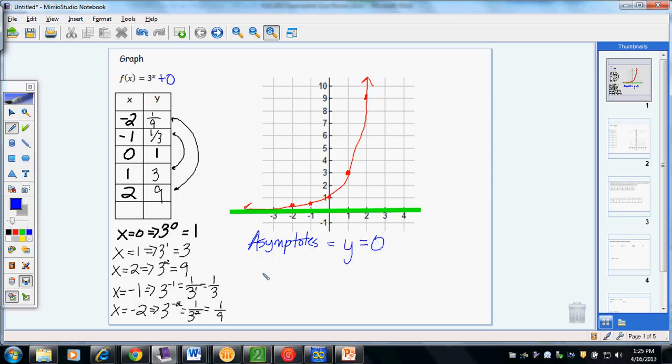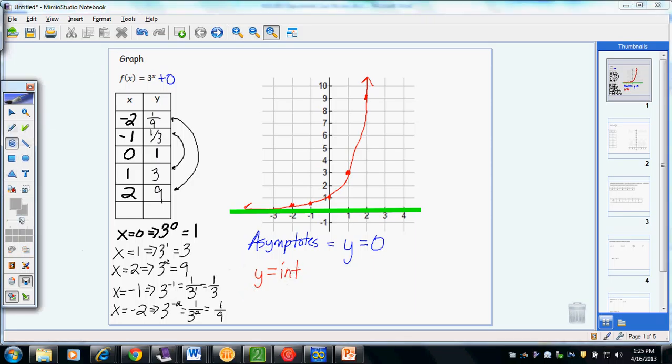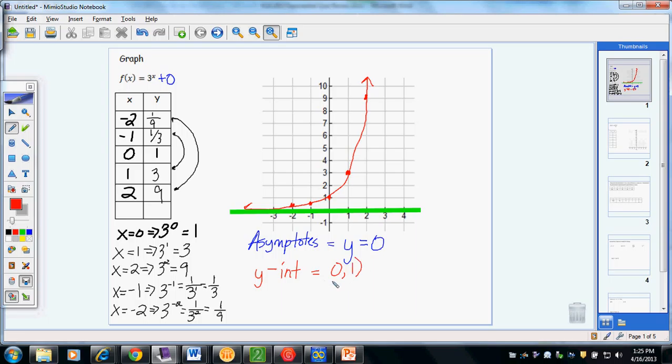Okay, the y-intercept, which is basically where our graph passes through the y-axis, is always found when x equals 0. So we can see that our y-intercept is at 1, because that's where it crosses the y-axis here. But we also know that if we looked at this table, whenever x is 0, our y is going to be 1. So our y-intercept is the point (0, 1). Let's look at the next one.